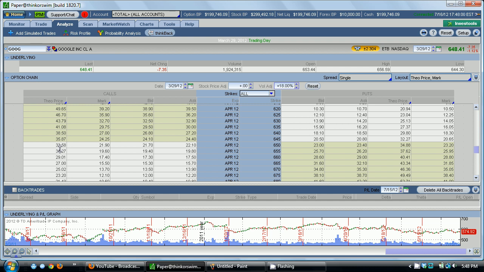All right, so keep looking at the article to see how you can not get ripped off by buying an overpriced option before earnings.